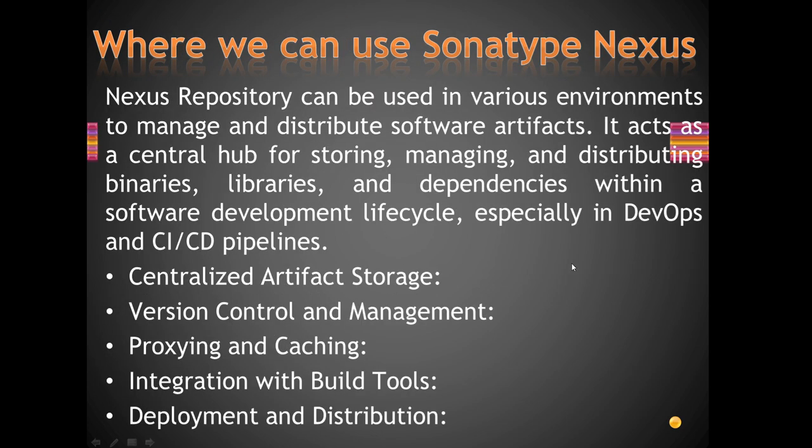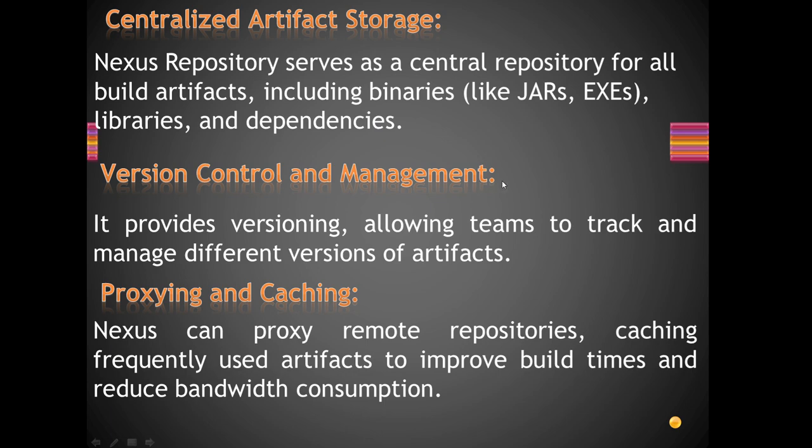Where can we use Sonatype Nexus? Nexus repository can be used in various environments to manage and distribute software artifacts. It acts as a central hub for storing, managing, and distributing binaries, libraries, and dependencies within a software development lifecycle, especially in DevOps and CI/CD pipelines. It can be used for centralized artifact storage, version control and management, proxying and caching, integration with build tools, deployment and distribution. Centralized artifact storage.